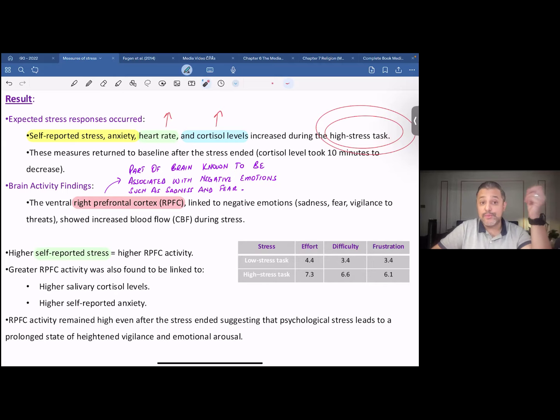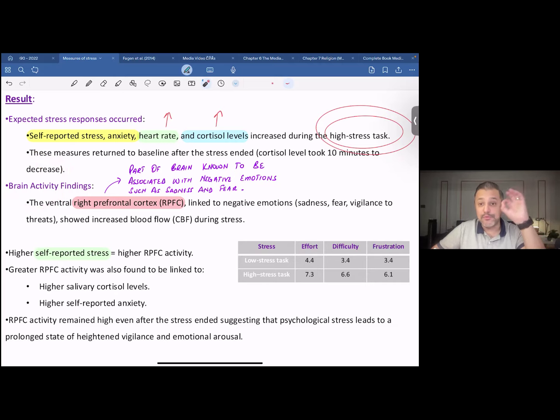These measures return to baseline after the stress ended, whereas when you talk about cortisol levels, they usually take a bit. We're talking about dealing with humans, and these cortisol levels took around 10 minutes to decrease. If we speak in terms of brain activity, the ventral right prefrontal cortex.